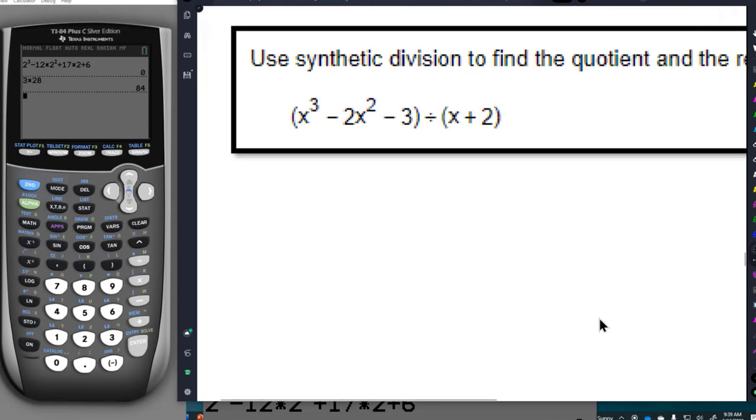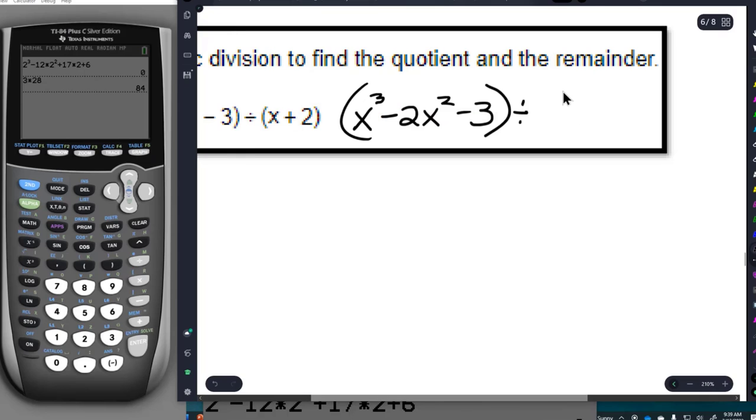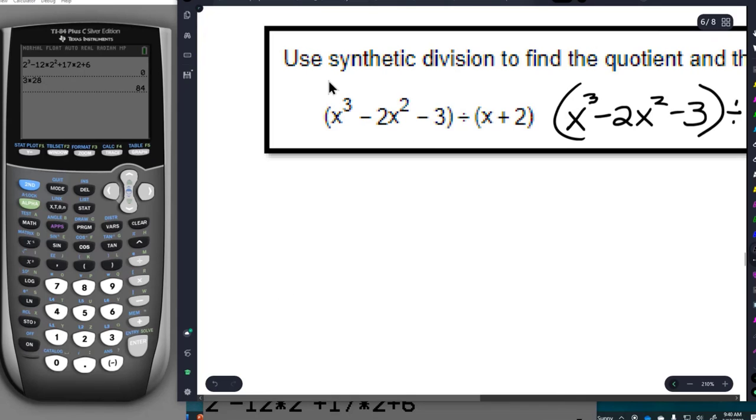So I'm going to write this more clearly. X to the third minus 2x squared minus 3 divided by x plus 2. All right, now we have to have a hard talk about algebra. We're going to pay attention to this first. X to the third minus 2x squared minus 3.